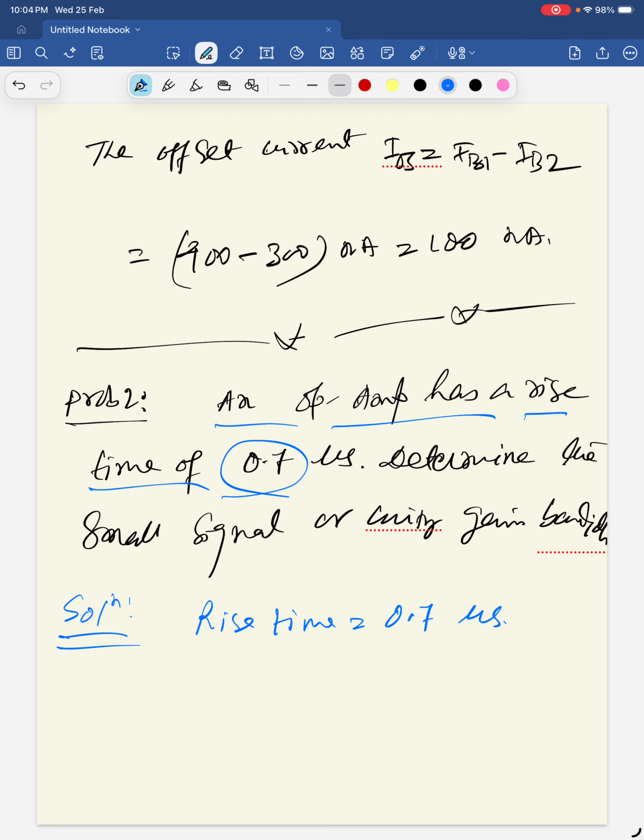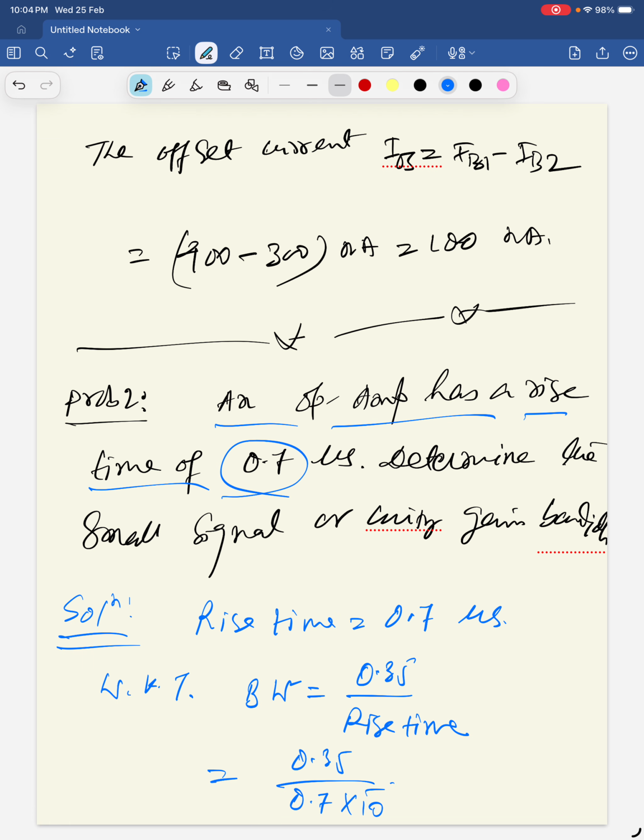Now what is the relation between bandwidth and rise time? We know that bandwidth is equal to 0.35, this standard formula, 0.35 by rise time. So what we have? We have rise time, 0.7 microsecond, so 10 to the power minus 6 second. So that will give you 500 kilohertz. So that we got the bandwidth. So that was the question.